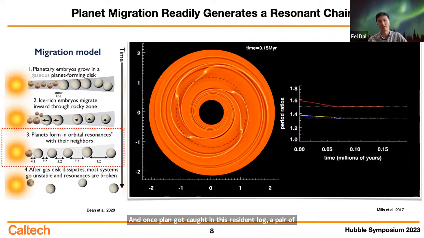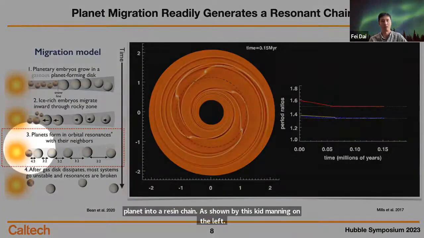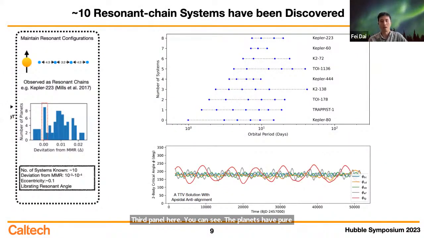star. And this process can be extended to capture several planets into a resonant chain, as shown by the schematic on the left, basically the third panel here. You can see the planets have period ratios of 4-to-3 and a series of 3-to-2s. Indeed, a small number of resonant chain planetary systems have been discovered. I talked about one of them, TOI-1136, last year.